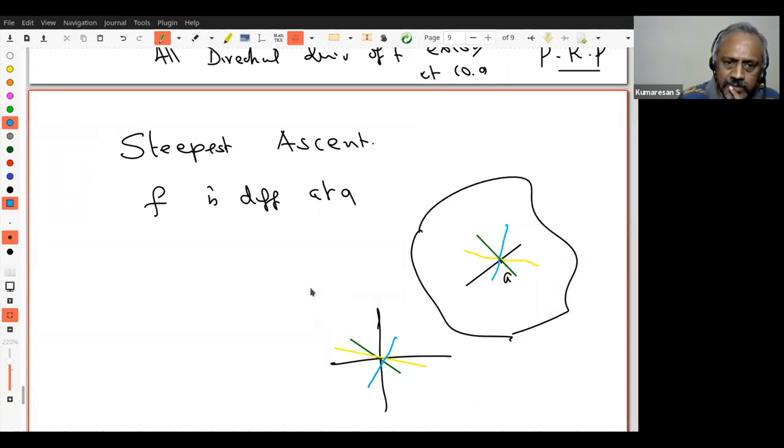What I want to know is along which direction my f in modulus will be increasing fastest. That is the rate of change of f in a particular direction. I want it to be maximum. I want to know which direction. Is the question clear? Because remember, Newton's way of looking at derivative is as a rate of change. So in which direction is the rate of change of f at a going to be the steepest, fastest? That's what we want to answer.